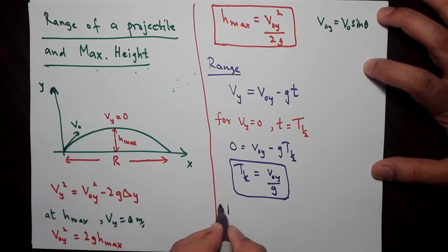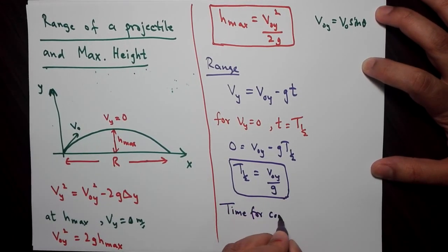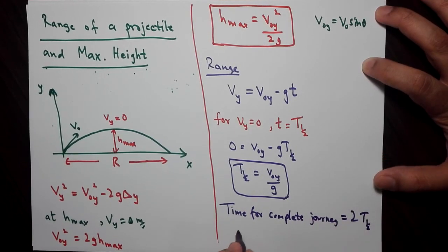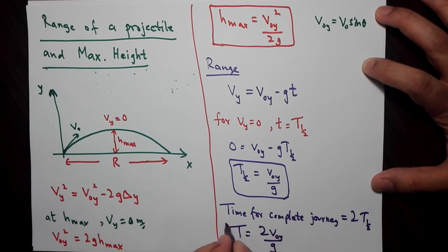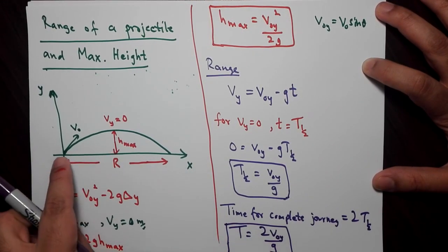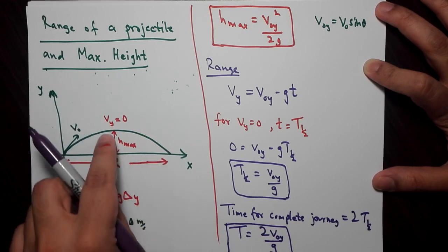So that's also an important equation for the time the projectile takes to complete half the journey. The time for the complete journey is 2 times t half. So capital T is 2 v0 y over g. So that's the time for the complete journey. Now, if you want the range, this is the time the projectile takes to complete this whole journey.